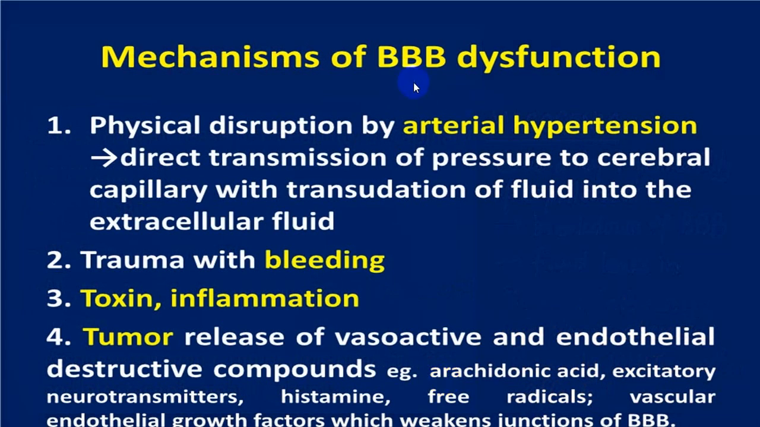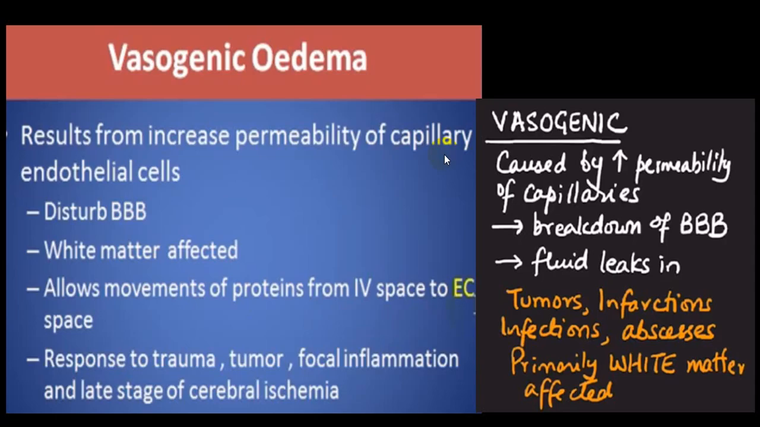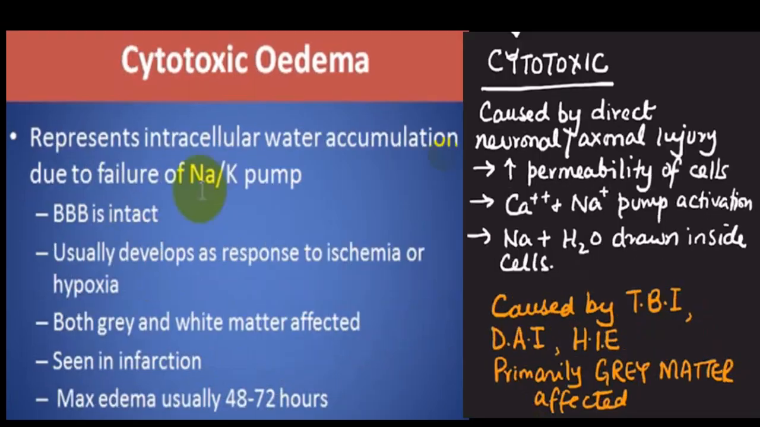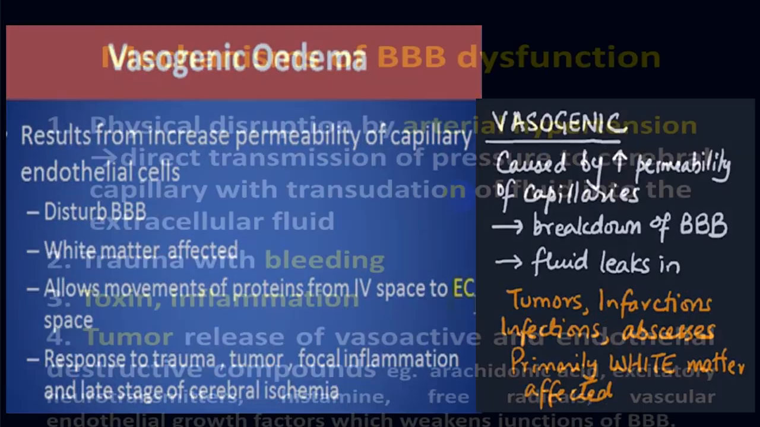And blood-brain barrier system can be disturbed because of arterial hypertension, because of trauma, because of toxins, because of inflammation, because of tumor, etc. So indirectly, vasogenic edema will be because of multiple causes, while cytotoxic edema will be mainly because of ischemia and hypoxia, ischemic episodes and hypoxic episodes.